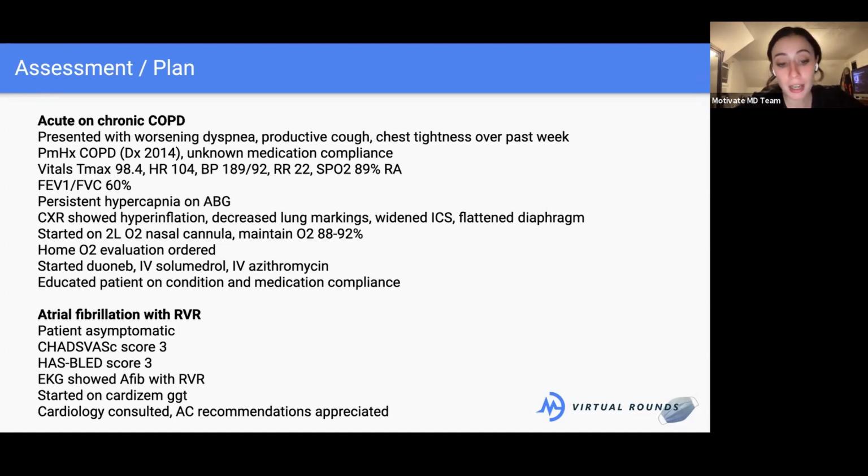Cardiology was consulted and AC recommendations appreciated. Something I learned is that you want to consult the specialty after you've done everything they want you to do to figure out what the issue is. They'll come in and give their expert opinion on which anticoagulation to give, depending on the patient and their scores. So AC means anticoagulation.